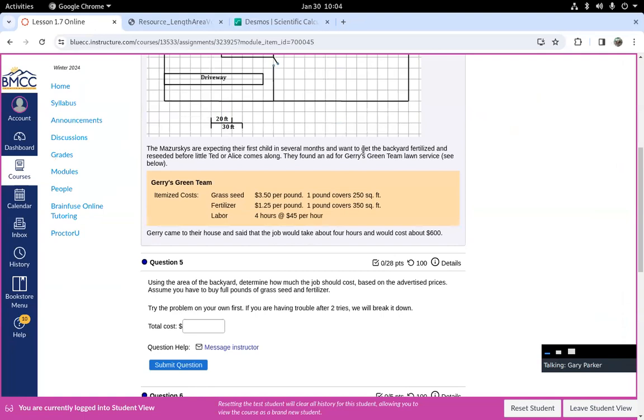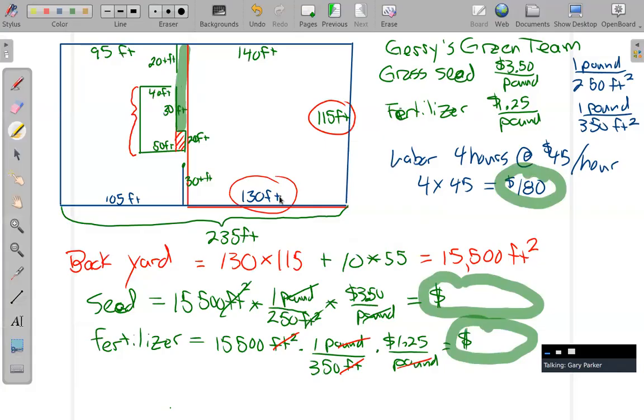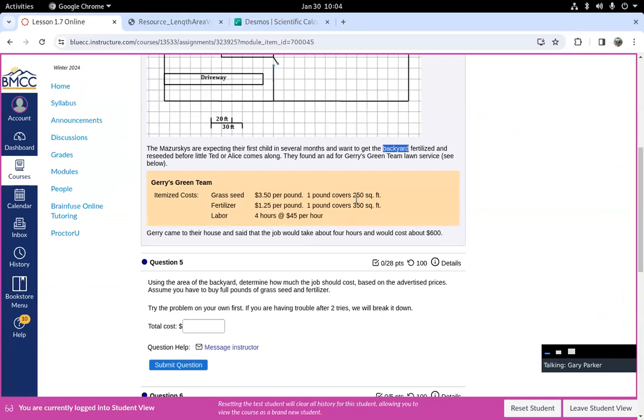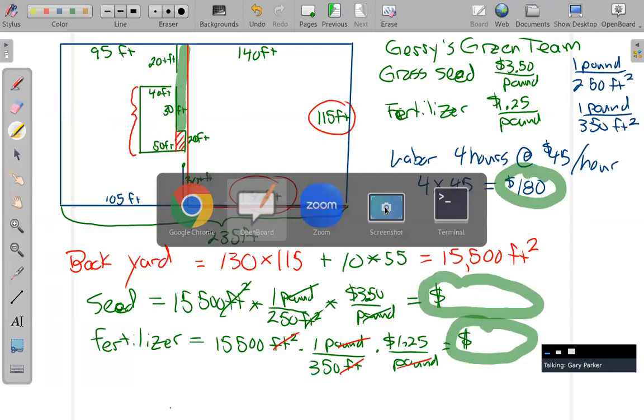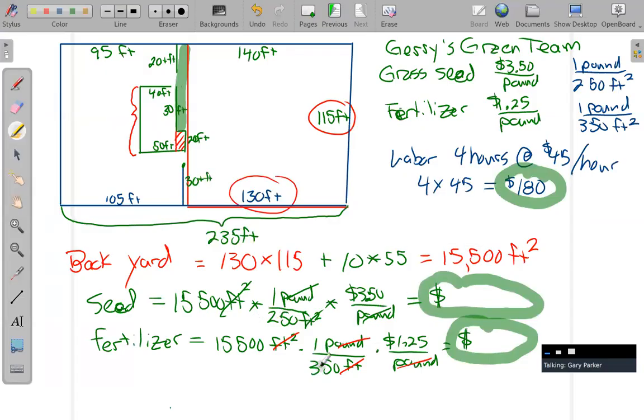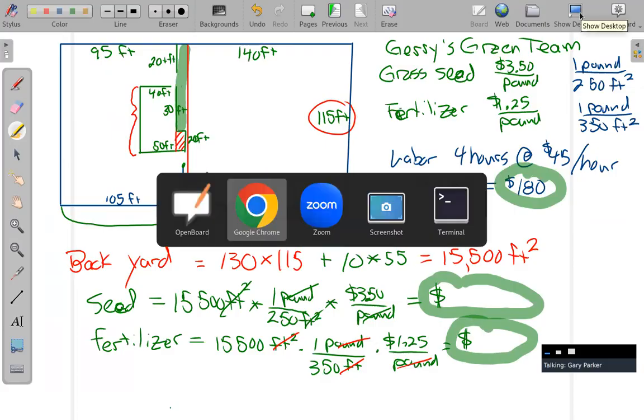All right, so let's confirm. Backyard fertilized and reseeded. We've got $3.50 per pound for the seed, $1.25 per pound for the fertilizer. Check. Grass seed is 250 square foot coverage per pound and 350 square feet for fertilizer. So 250 versus 350. We got the area, assuming our measurements are right on the scale drawing. Looking good.